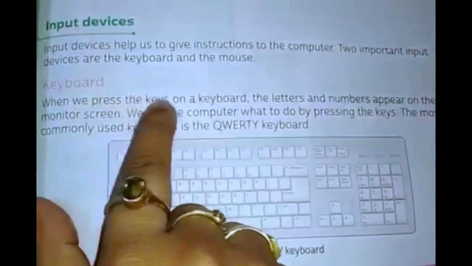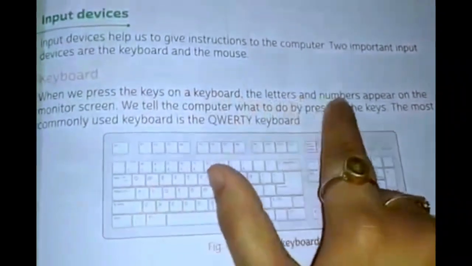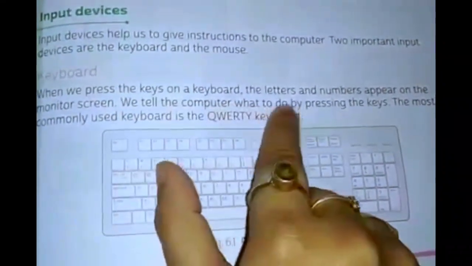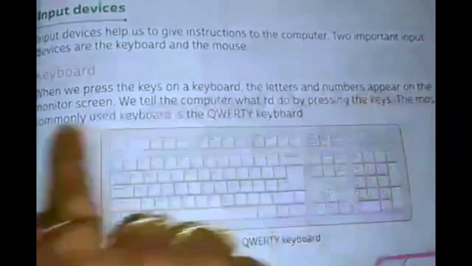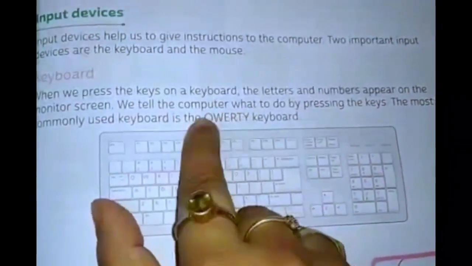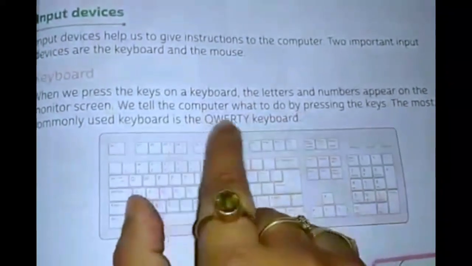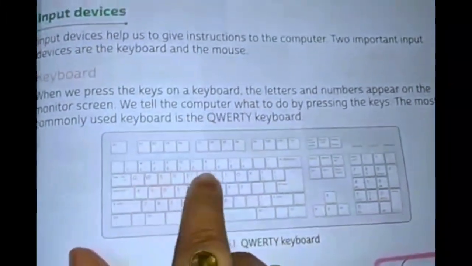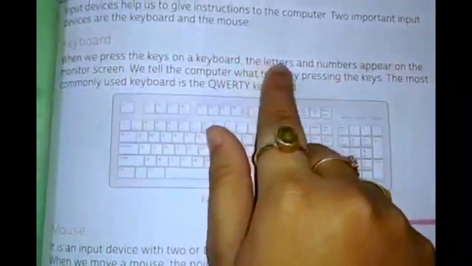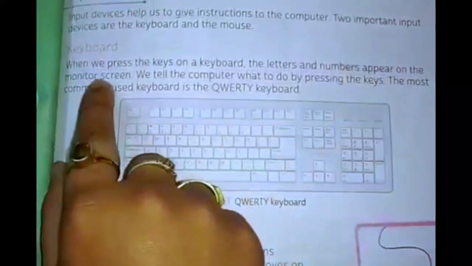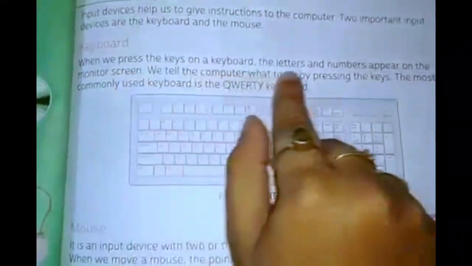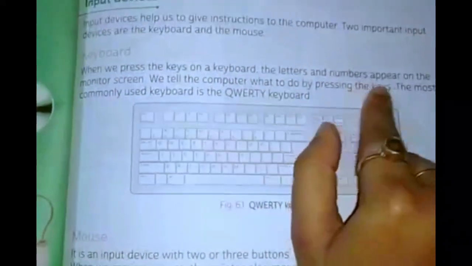When we press a key on a keyboard, the letters and the numbers appear on the monitor screen. We tell the computer what to do by pressing the keys. The most commonly used keyboard is the QWERTY keyboard. Why is it QWERTY? So the keyboard helps us to type letters and numbers on the monitor screen. When you press the key, it will show on the monitor. By pressing the key, we tell the computer what to do.